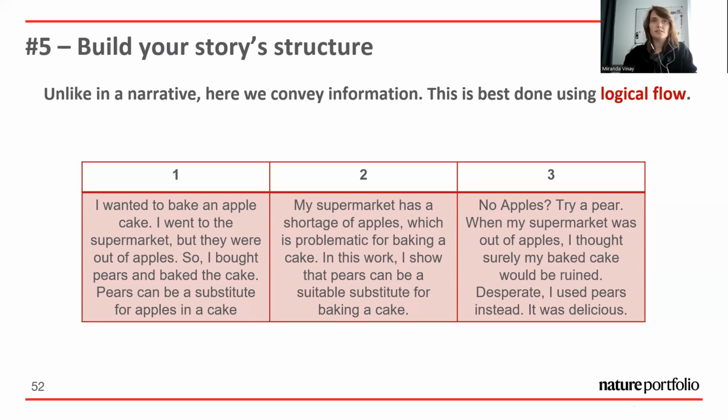So number 1 says, I wanted to bake an apple cake. I went to the supermarket, but they were out of apples. So I bought pears and baked the cake. Pears can be a substitute for apples in a cake. Number 2 says, my supermarket has a shortage of apples, which is problematic for baking a cake. In this work, I show that pears can be a suitable substitute for baking a cake. And number 3 says, no apples, try a pear. When my supermarket was out of apples, I thought surely my baked cake would be ruined. Desperate, I used pears instead. It was delicious.